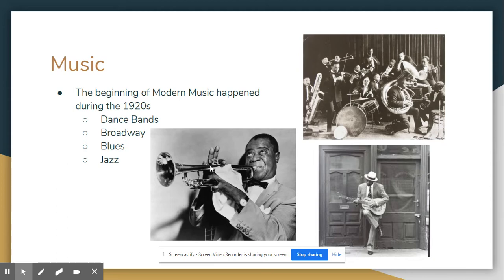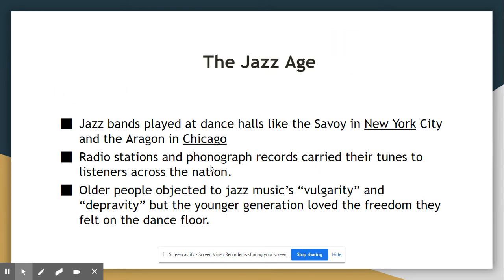Music, the beginning of modern music happened during the 1920s. You had dance bands, you had Broadway, you had blues and jazz. It all became very important. The jazz age you kind of already learned about, but I want you to just go ahead and read this slide by yourself. That last bullet especially. Older people objected to vulgarity. They thought that young men and women should not be out there on the dance floor, but they did anyway.